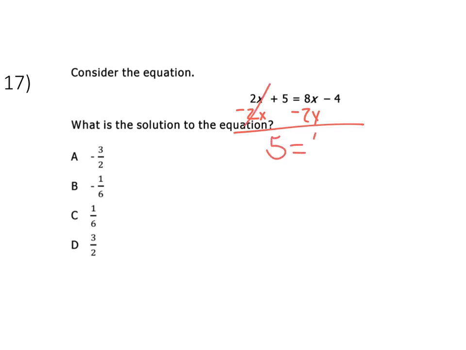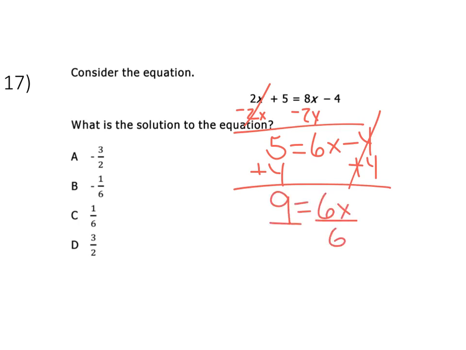That leaves me with 5 equals 6x minus 4. Add 4 to both sides, and divide both sides by 6. And x equals 9/6, which will also reduce to 3/2, which is D. And if you go back and plug in, you're going to see that 8 equals 8, so it checks out if you plug in 3/2 into your equation.